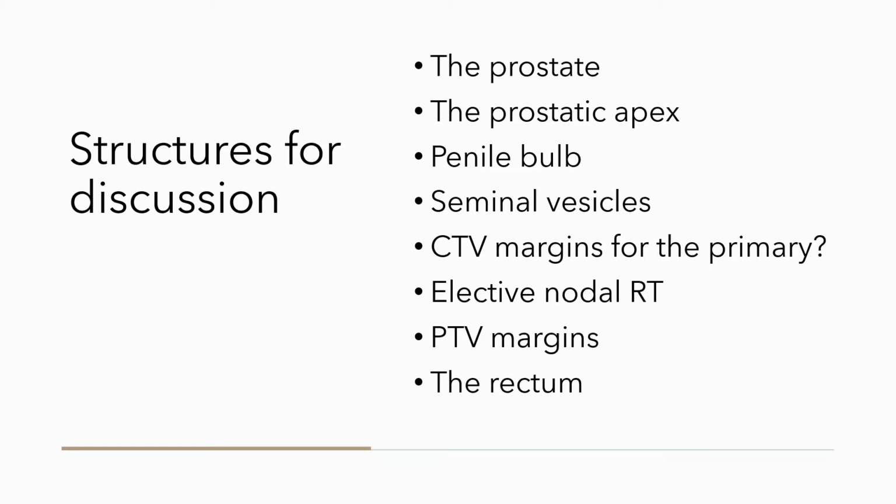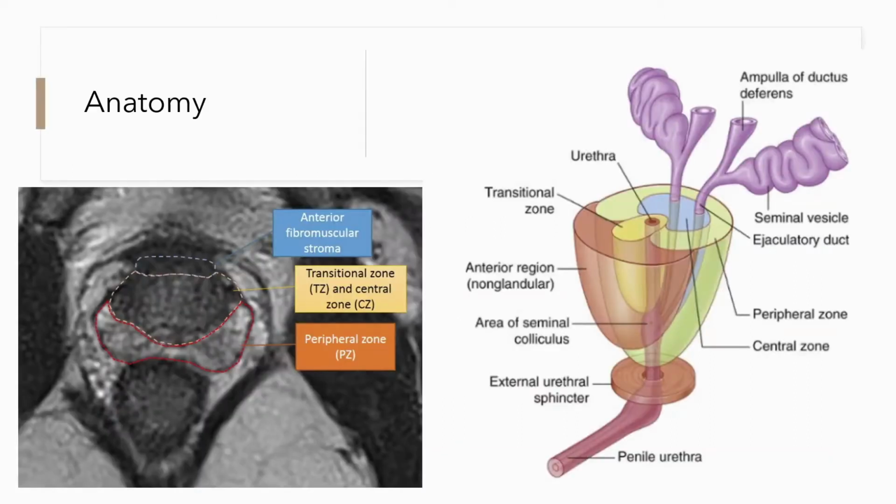We need to discuss whether we need to give any margins around the prostate or not. We then need to discuss what is the role of elective nodal radiotherapy, if any, and what are the PTV margins that we want to use, and how do we draw the rectum. Now, a short detour into anatomy.